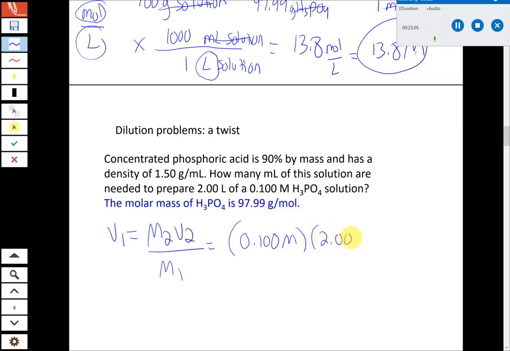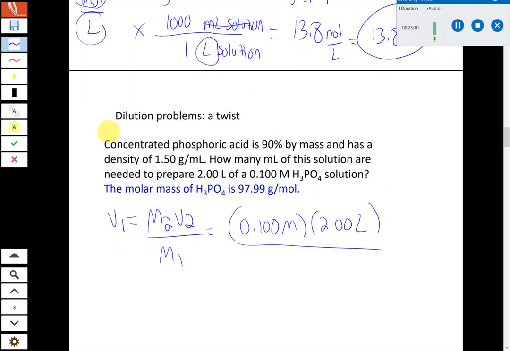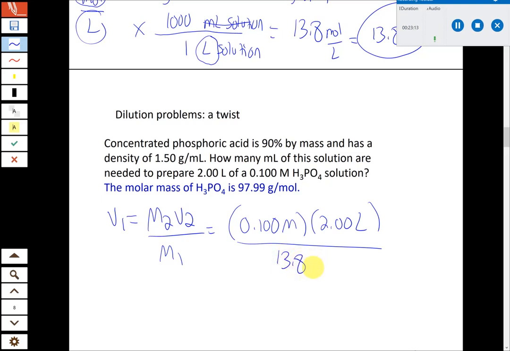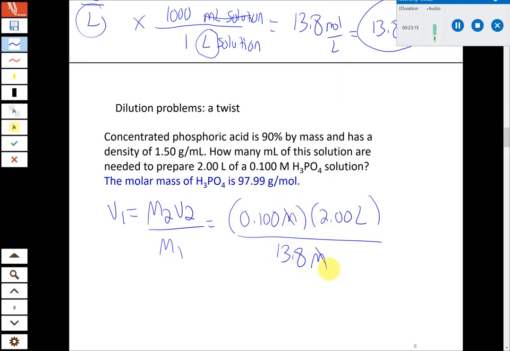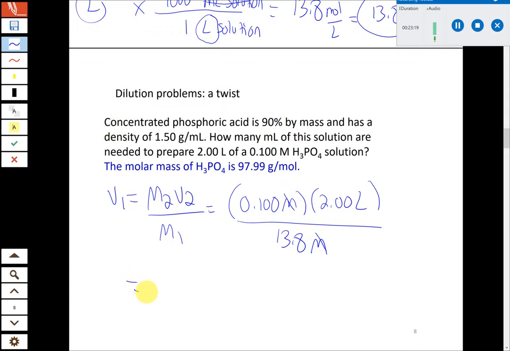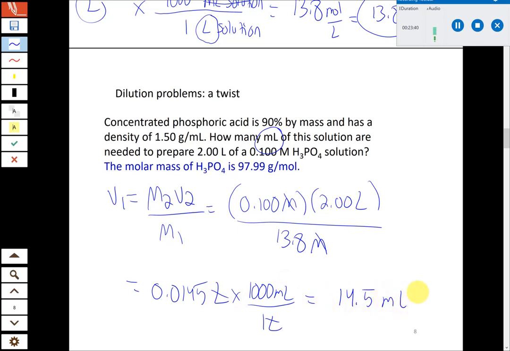Again, we can use any unit we want for volume in these types of problems. And then the M1 that we just solved for is 13.8. All right. Again, we have to pay close attention to units because when we do this, the number that we get is 0.0145, but the units is liters. And this problem asks for how many milliliters, so we have to do one last conversion, 1,000 milliliters in 1 liter to get it into the correct units. All right. So always pay attention in Blackboard which unit we asked for. So 14.5 would be the answer in milliliters.